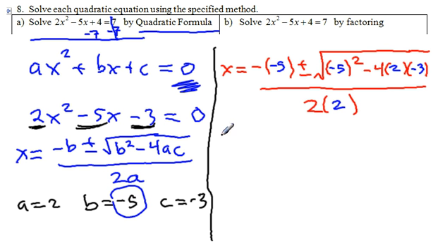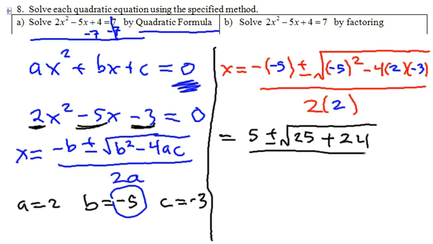Let's now simplify. A double negative is a positive. Under our square root, negative 5 squared is positive 25. We have a negative times a negative, so this is going to be positive something. 4 times 2 is 8, and 8 times 3 is 24. On the denominator, 2 times 2 is 4.